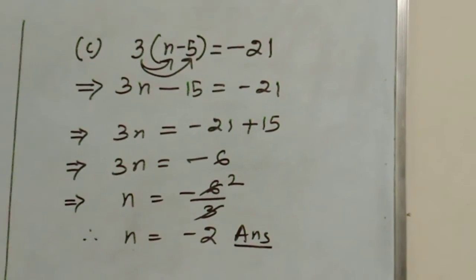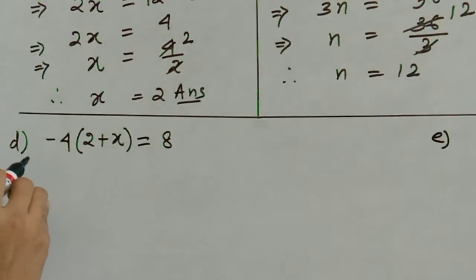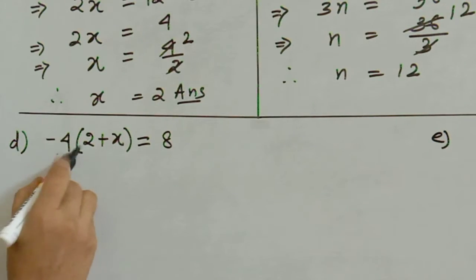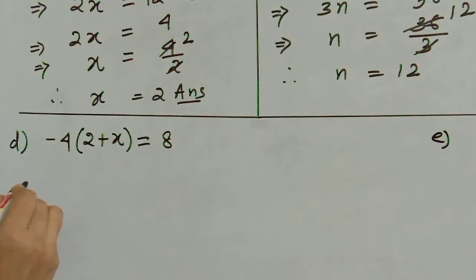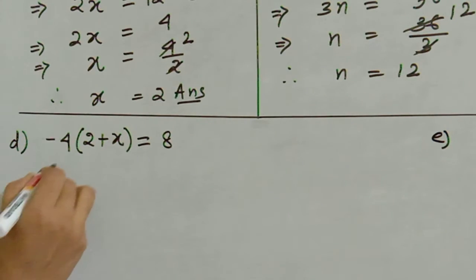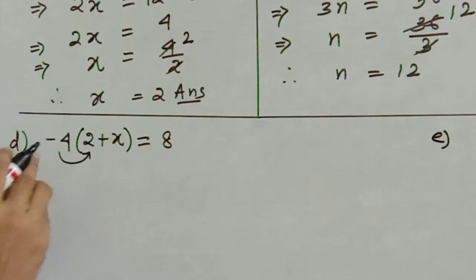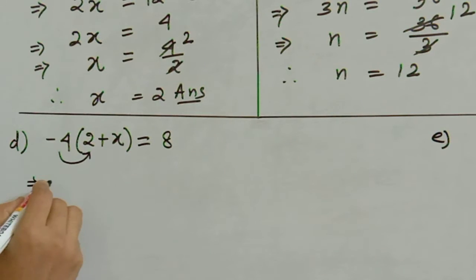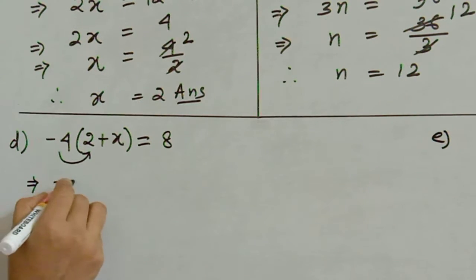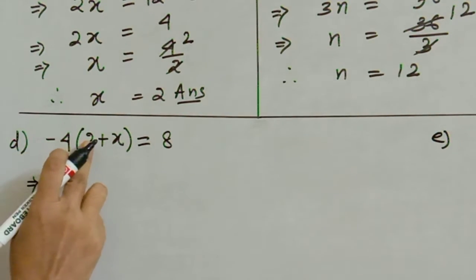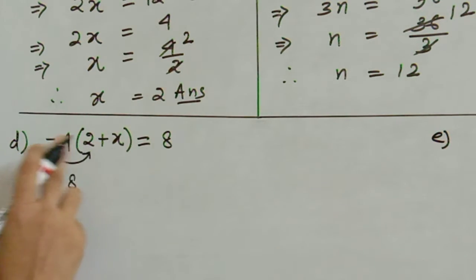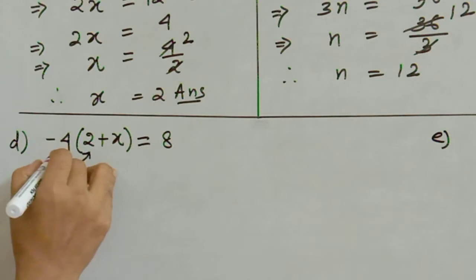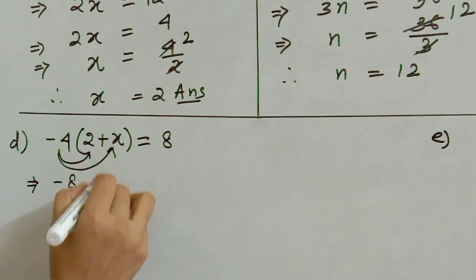Next question. Now question number D. Minus 4 into 2 plus x is equal to 8. Now start multiplying. Minus 4 into 2. See, the minus sign is here. So minus 4 into 2 means minus 8. Then minus 4 into x.